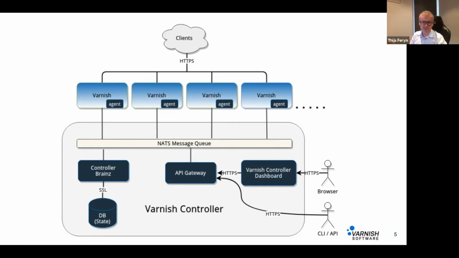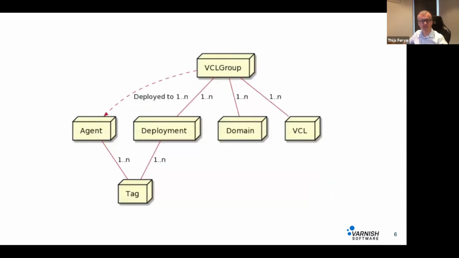Both the CLI, which is the command line tools, and the API can be called directly by the user. However, there's also a graphical element, the Varnish Controller dashboard, which is also connected to the API gateway, and that provides a user interface. The demo will primarily be done with the user interface. You'll see that. Now, I mentioned before that this first iteration of the Varnish Controller is primarily focused on VCL deployment. In order to fully grasp all those concepts, I'll show you this drawing, this diagram.